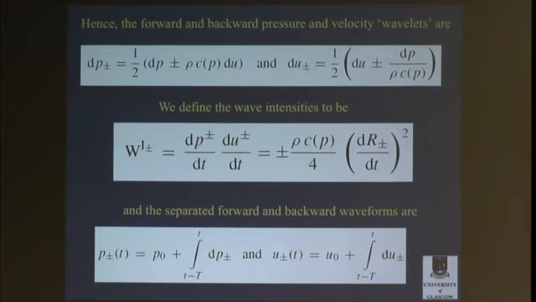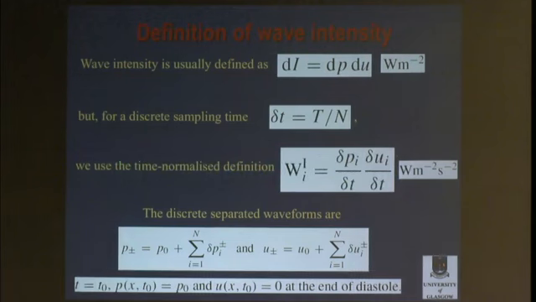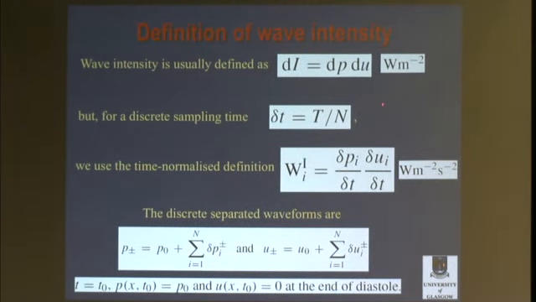So these are our final expressions. You can integrate them up if you need to, and you define wave intensities in this way, and we're going to take incremental values with small time steps to calculate these things. In most wave theory, you'll know that wave intensity is defined in this way, but when you have a discrete sampling time, you want something that's independent of your time steps, so you divide by the increments in time, the time steps, as well. This is a standard theory, and this is the discretized version of that.